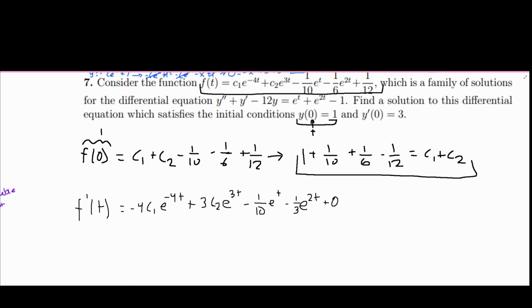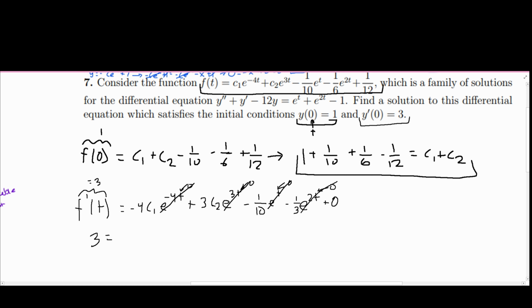Now what we can do is use this equation to plug into this equation. So this part is equal to 3, and all of the t's are going to be 0. So if this t right here is 0, this t also is 0, and this t also is 0, so all these t's are going to be replaced with 0. Remember, anything to the 0 power is just 1, so all the e's become 1, and we don't need to include them in our equation.